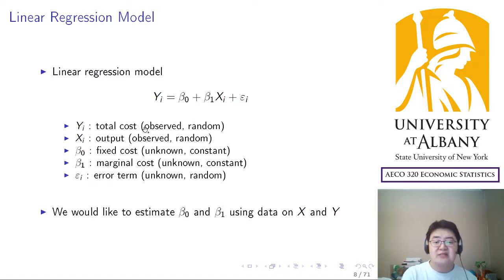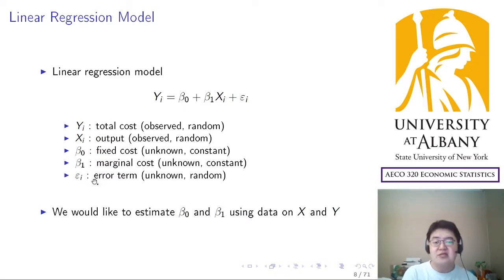So y and x are observed variables. They are random variables, but beta 0 and beta 1 are constant. They don't change. They are underlying parameters. They are always the same. Of course, we assume that the parameters are the same across 12 months, but they are unknown. So fixed cost and marginal cost do not change across observations, but they are unknown. They are constant but unknown. So they are the parameters of our interest. We are going to estimate beta 0 and beta 1. We will study how to estimate them.